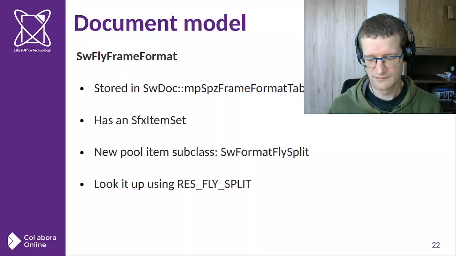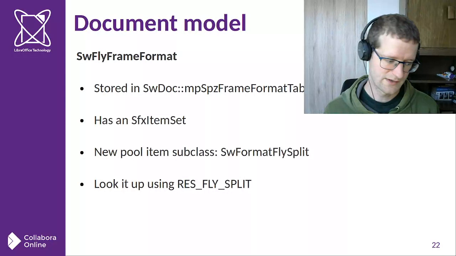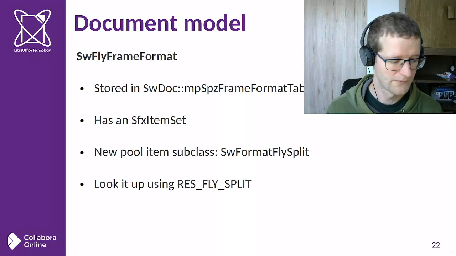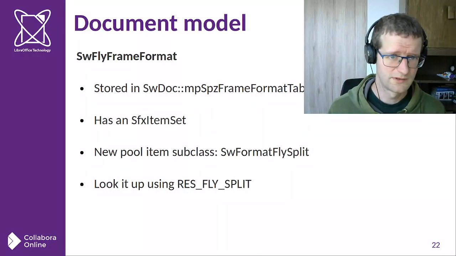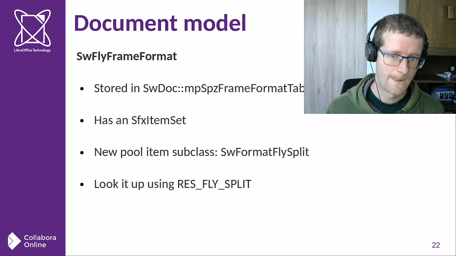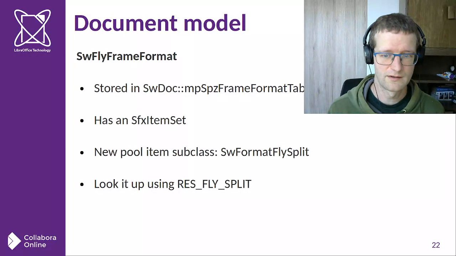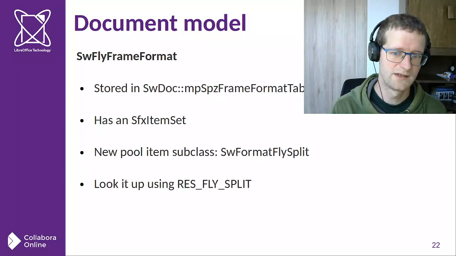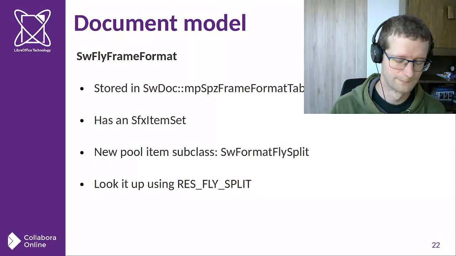So now you might wonder how this is implemented. So let's go through how this is working from the source code point of view. What we do at the document model level is that we have this fly frame format, which is hosting the attributes for the floating frame, and that has this container for the properties, the item set, and there is now a new pool item subclass there, which is determining if the fly frame is okay to split or not. And there is a matching key constant which allows you to look this up.